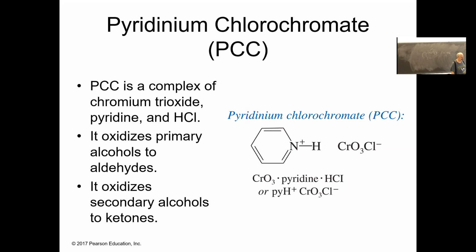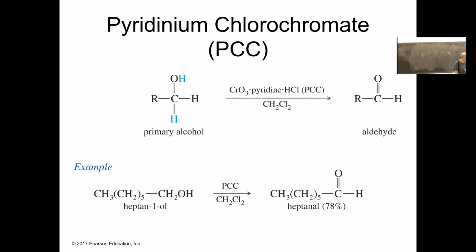Okay, this is the formula for PCC. This 6-membered ring looks like benzene, but one of the carbons is replaced with a nitrogen. That's pyridine. The conjugate acid of that is pyridinium. And then the counter ion is chlorochromate, again, a chromium 6 reagent. Okay, so here's an example. Heptan-1-ol is oxidized to the corresponding aldehyde, heptanal, using PCC and dichloromethane.